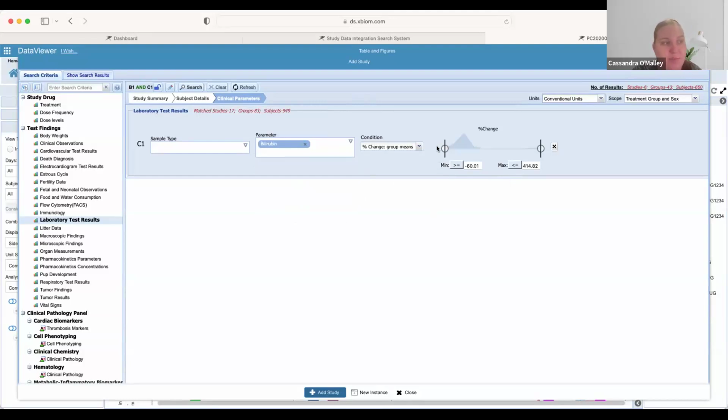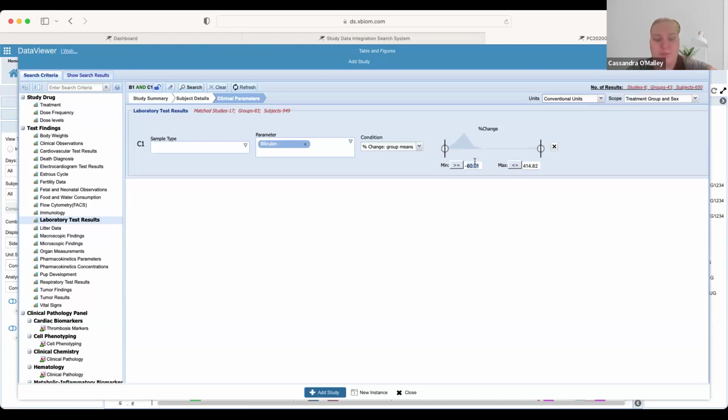Right now, we are seeing the percent change from the group mean displayed on the right, and we can also change that to the absolute value. I don't happen to know the historical reference range for bilirubin for rats off the top of my head, so I'm going to stick with the percent change at this point. There's a pretty wide range of results, anywhere from -60 to 400% plus the group mean. And I've decided that anywhere within 100% of the group mean is acceptable.